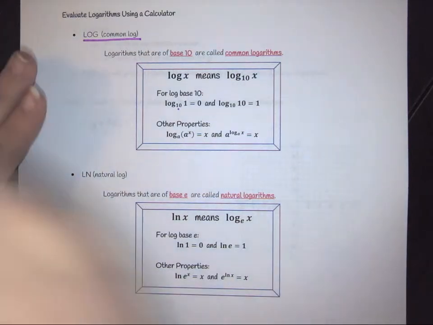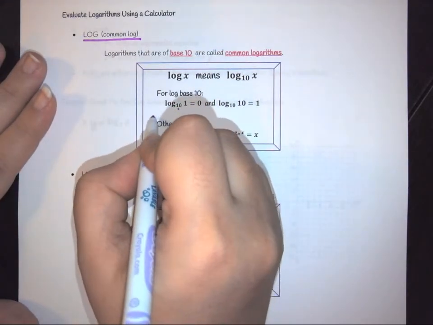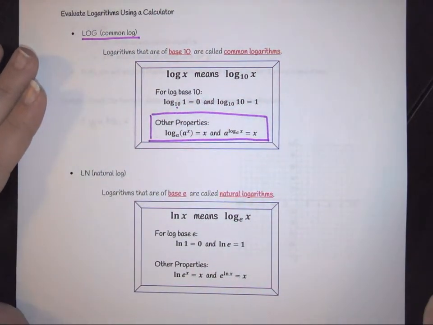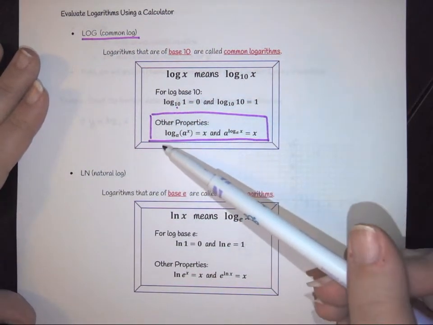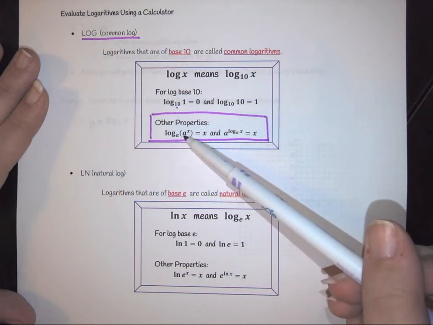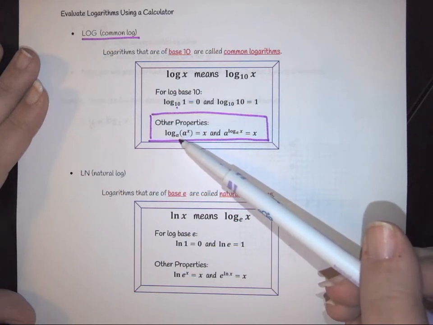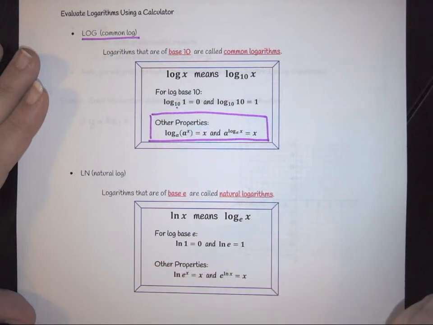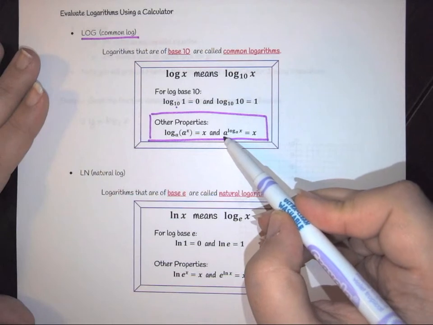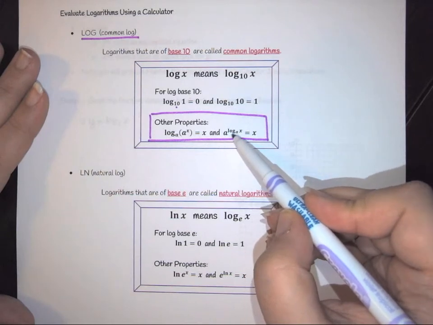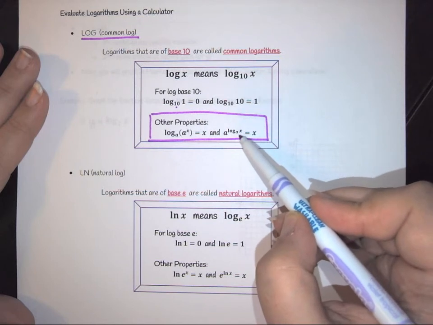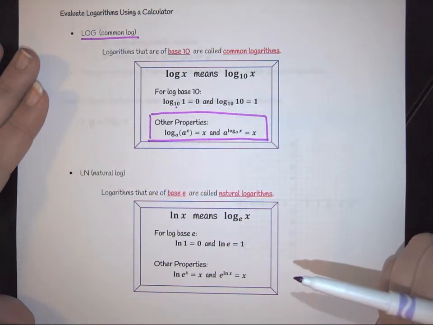Now these other properties right down here are properties to keep in mind when you are solving. They say that if the base of your log and the base of your exponent are the same, then the result is whatever that exponent was. Here, if I take my base of an exponential function and the base of my log are the same, then whatever I'm taking the log of is my answer.